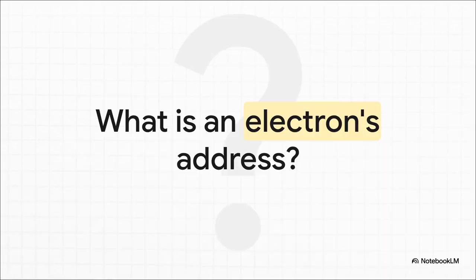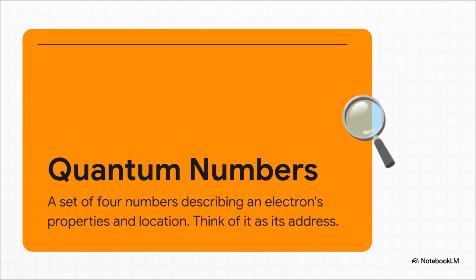So to get our heads around this, let's start with a pretty simple question. We all know atoms have electrons whizzing around, right? But where exactly are they? I mean, it's not like you can mail them a letter, but what if they did have some kind of unique, specific address? Well, it turns out they totally do.